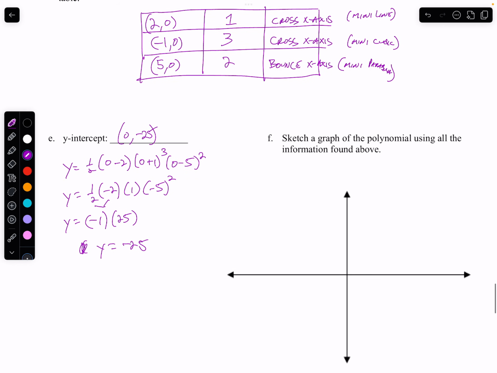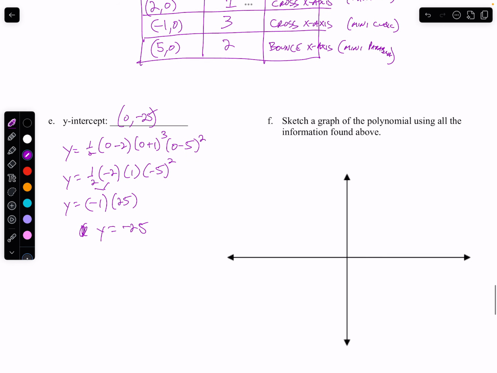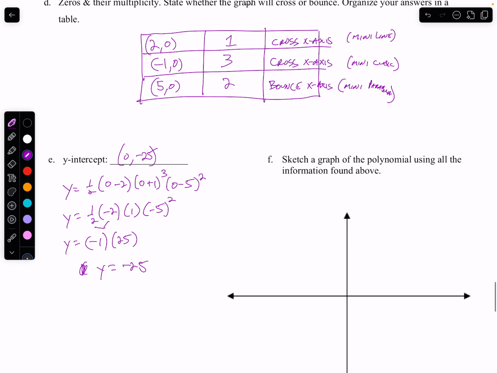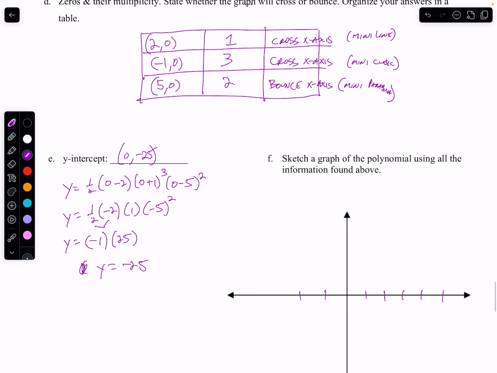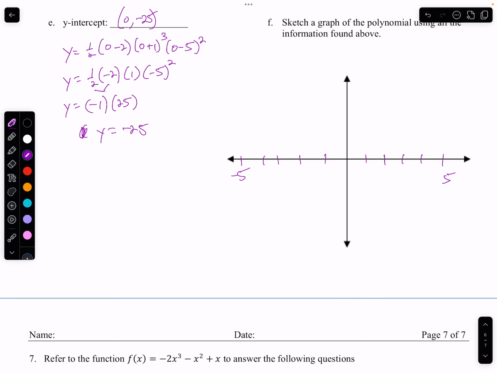All right, we're going to use all this information to sketch a graph. So on the x-axis, we can go up by ones. 1, 2, 3, 4, 5. 1, 2, 3, 4, 5. -5, 5. On the y-axis, we're going to go down 25. So we'll go by 5s. So we'll say -10, -20. So (0, -25) is right there.